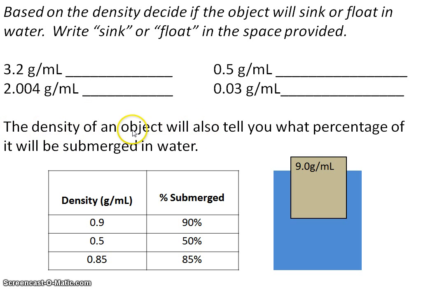The density of an object will also tell you what percentage of it will be submerged in water. So if we knew something's less than 1, here this is 0.9, we know that 90% of it will be submerged. And if it's 0.5, it's going to be 50%, 0.85, 85%, and so on and so forth. Be sure to write these down in your notes so you have them to refer back to.